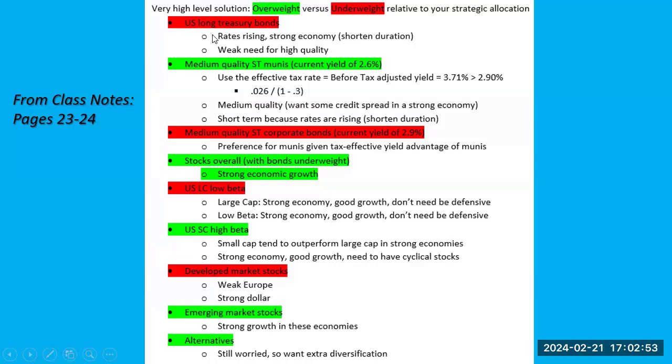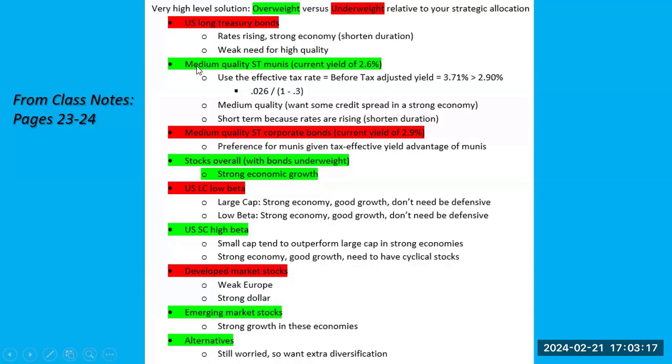What if you do one thing? What if you say, hey, I want to be underweight Treasuries because rates are rising? What do you get? You get 50%. What else is Treasuries? They're high quality, right? So if I'm expecting the strong economy with rates rising, I want an underweight Treasury. Why? Rates are rising, I want a shortened duration. Don't need high quality because of the strong economy.